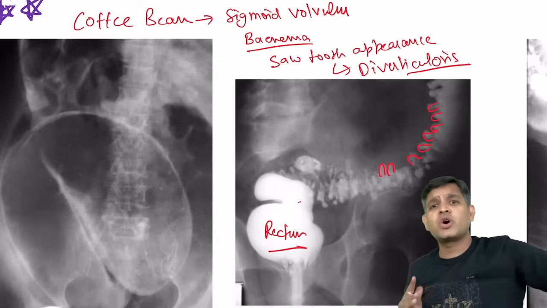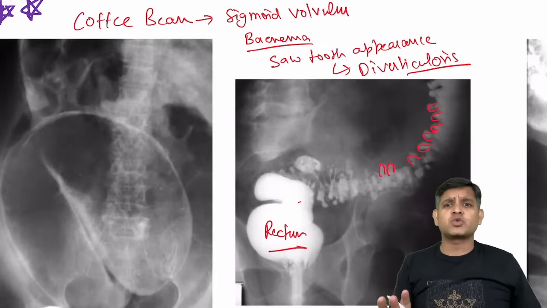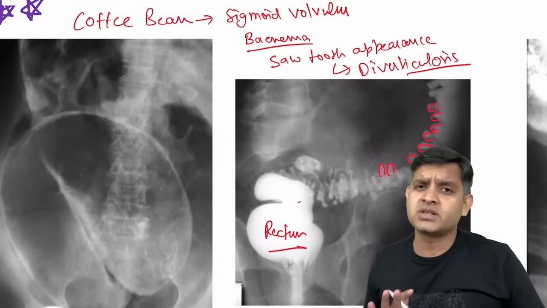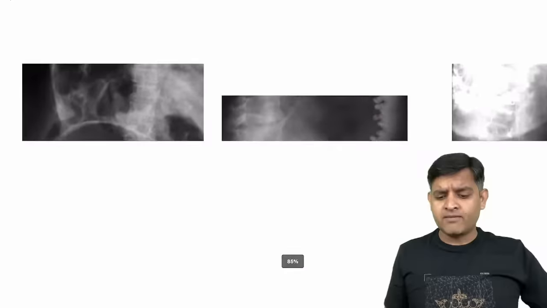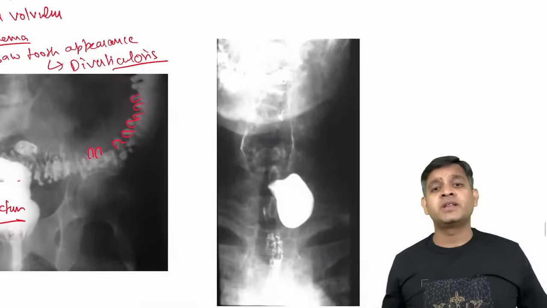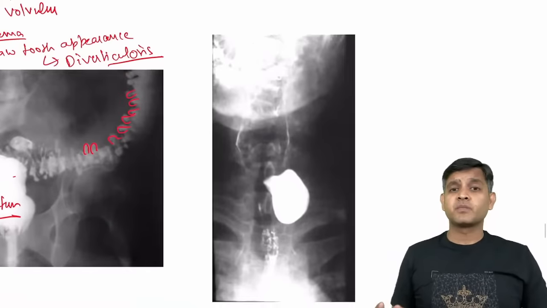And the examiner doesn't go in too much depth. The examiner asks a straightforward question. They're going to give you this appearance, this image, and they're going to ask you what is the name of this disease. That's all. And one image of the barium is a standard image that is going to be there in the paper.